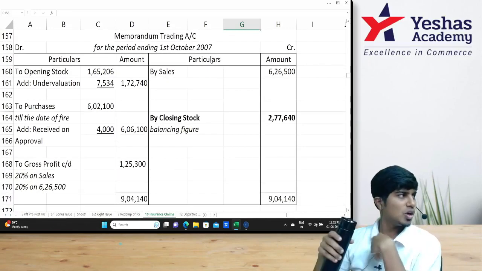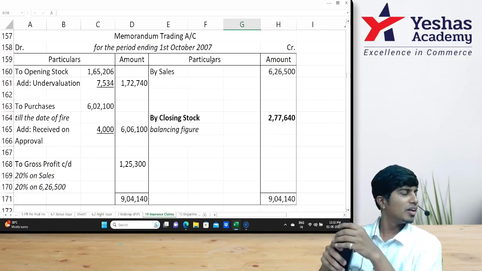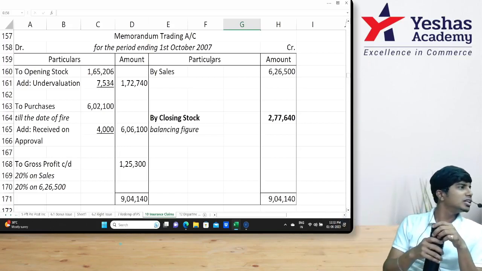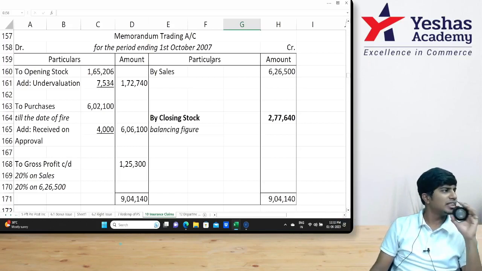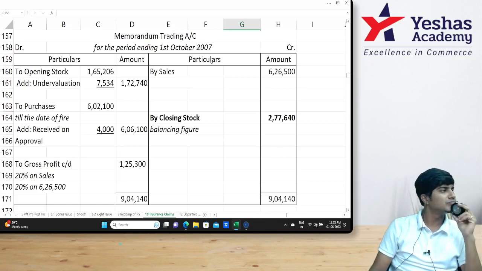Shall we solve the next? Okay, we have a set of questions. Sir, the gross profit percentage is not told whether on sales. If nothing is mentioned, it is assumed to be on sales. It's always on sales unless mentioned. Always, Shashank. When they don't mention it on cost, it's always on sales.